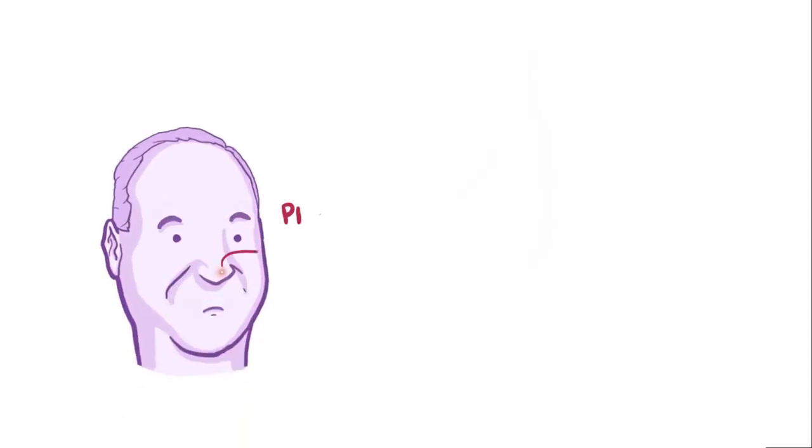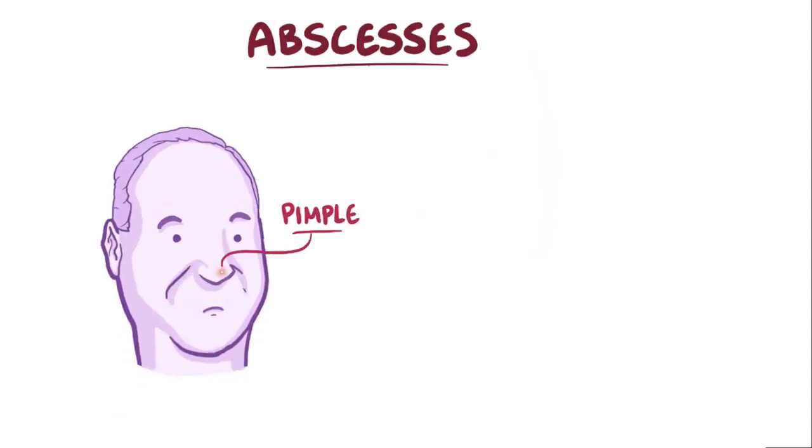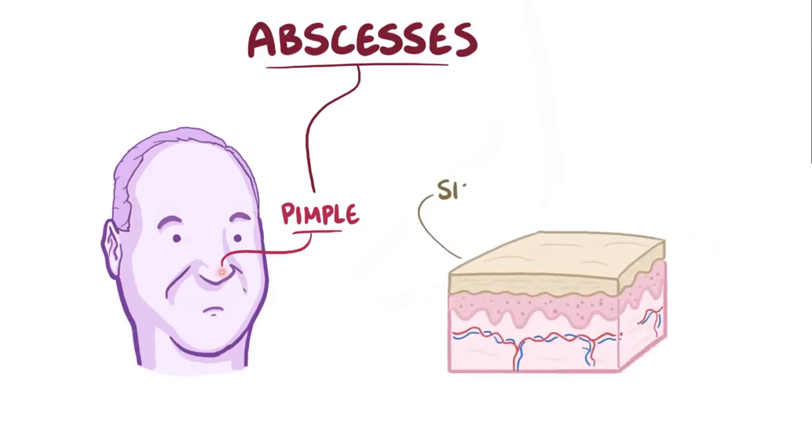Everyone who's ever had a pimple has had an abscess. Even though they're tiny, they're still abscesses. Now, an abscess forms when normal tissue, like skin for example, is split apart and that new space is invaded by nearby pathogens like bacteria.